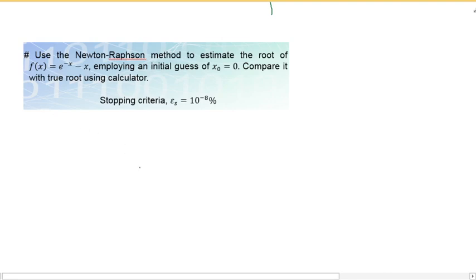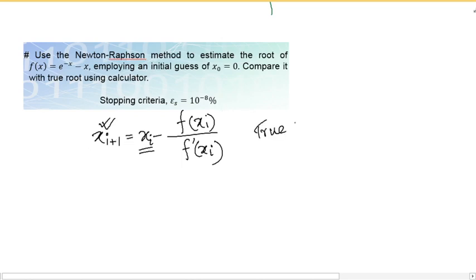Before we solve, we need to recall the formulas we'll have to use. The derived formula, if you remember, is this one: x i plus 1, the next guess, equals the current guess minus f of x i divided by f prime, the slope at x i. So this is the formula for the next guess. The true root you will calculate using a calculator. In this case, it is 0.5671432904.